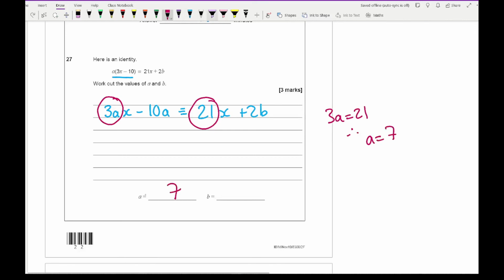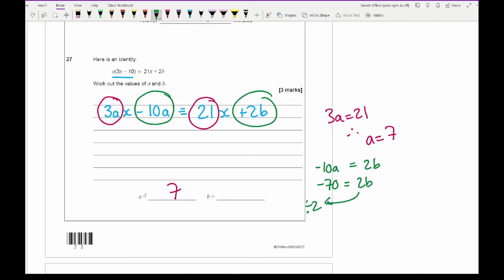And then for the next one, we've got minus 10a, it's got to be the same as 2b. So minus 10a equals 2b. Now if a is 7, then this is going to be minus 70 equals 2b. I take the 2 over by dividing, so b equals minus 35.